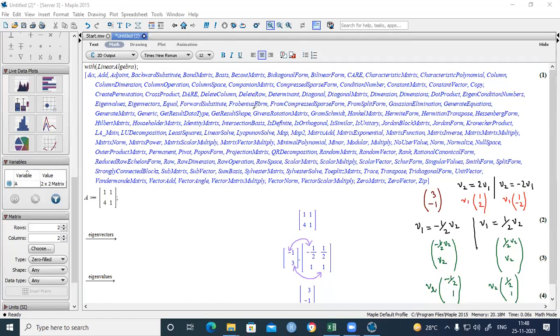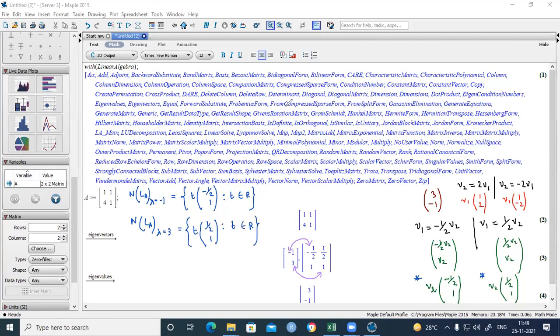And I also told you that in my case, if I stick to their form, the null space corresponding to lambda = -1 would be all the vectors of the form t times (-1/2, 1), t belonging to R. And the null space corresponding to lambda = 3 would be all vectors of the form t times (1/2, 1), such that t belongs to R.